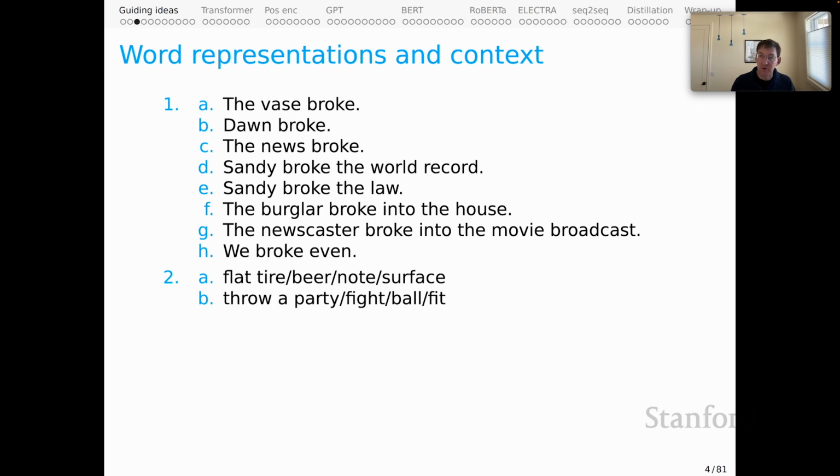It can happen with a verb too. Throw a party, throw a fight, throw a ball, throw a fit. There might be some metaphorical sense in which all of these senses are related, but they are also clearly distinct, and they're being driven by something about how this direct object interacts with the verb. And we should extend this beyond just the simple morphosyntactic context.